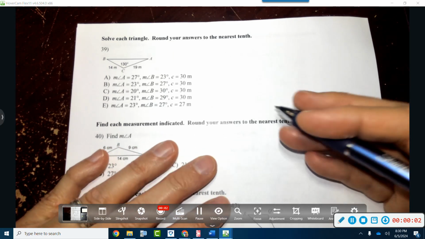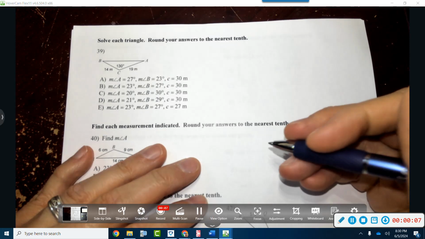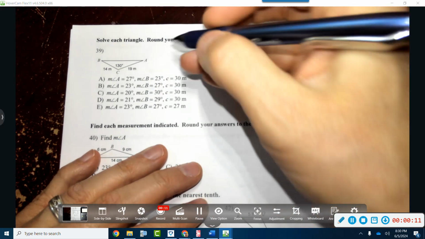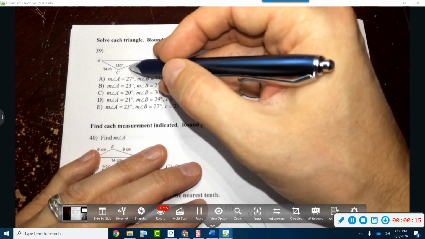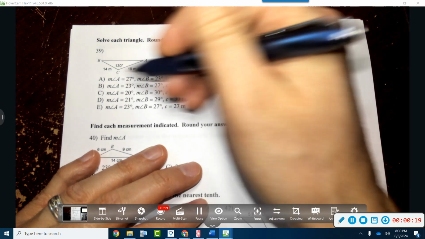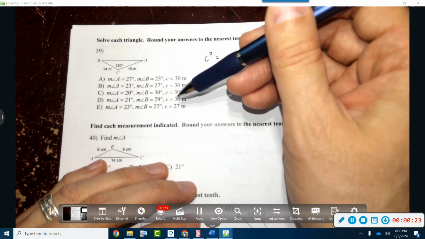All right, now this is an unfortunate one. This is a side angle side, so this is going to be the law of cosines. And so what I'm going to have to do is figure out a third side here so that I can actually do that. Now, so move to the other angles. Unfortunately, it does say solve each triangle, so I have to get everything here.